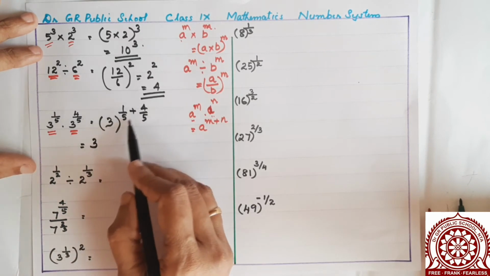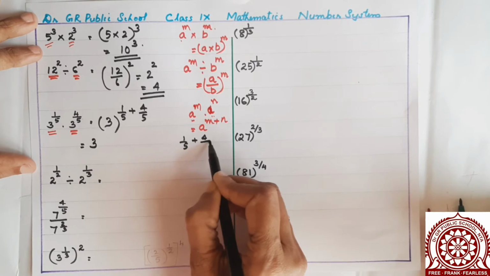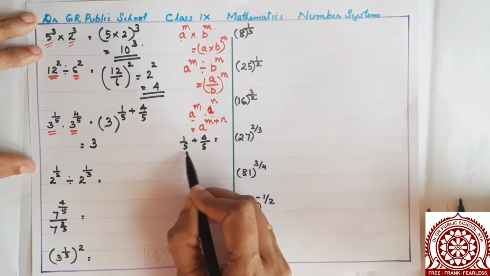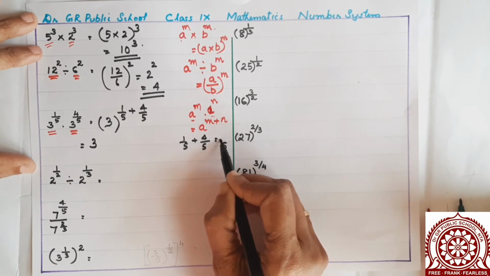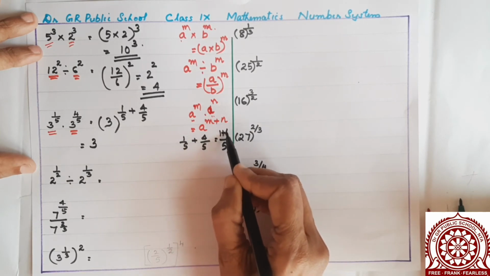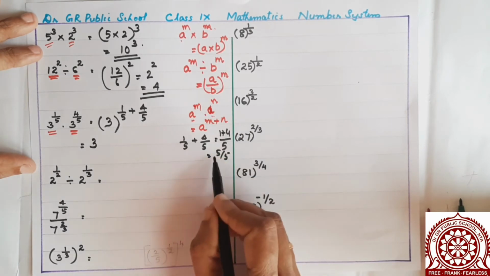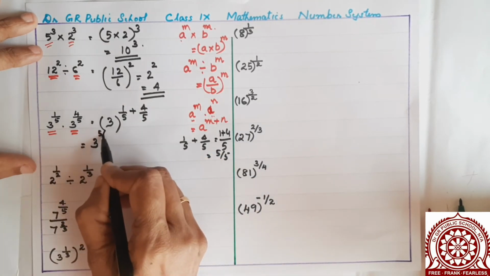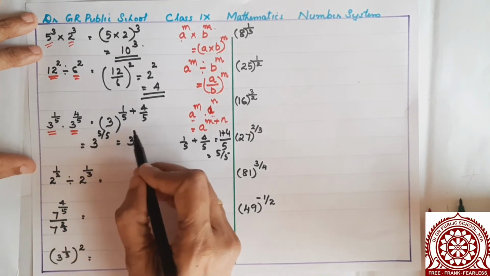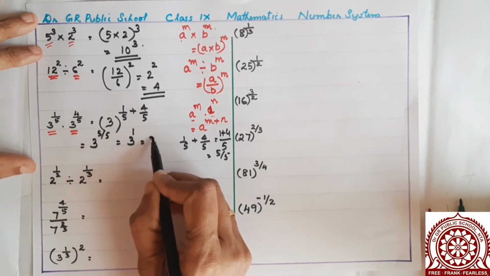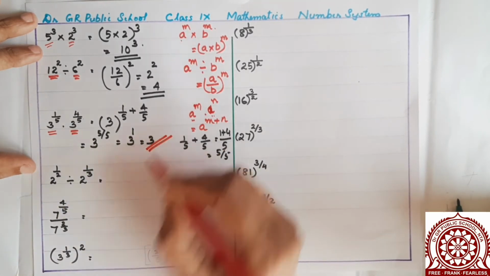What is 1 by 5 plus 4 by 5? Like fractions, we can add simply. So denominator 5, numerator 1 plus 4. What is it? 5 by 5. Isn't it? So it is 3 raised to 5 by 5. What is 5 by 5? 1. So what is the answer? 3. 3 raised to 1 is 3.